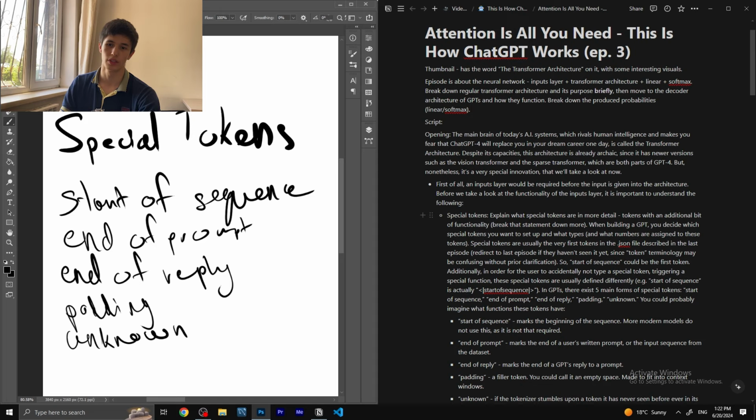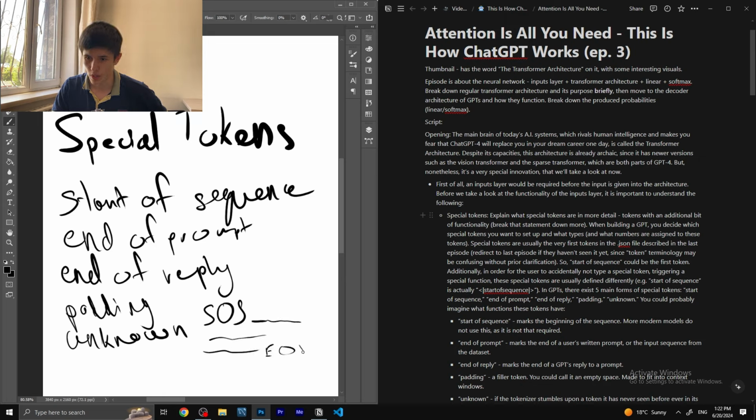Let me break this down. If you have a sequence, you would expect the start of sequence token, the SOS token, to be here, and then the end of prompt token over here, the EOP. But that's actually not the case. Usually we don't really have SOS. At least ChatGPT 4, for example, does not use that.